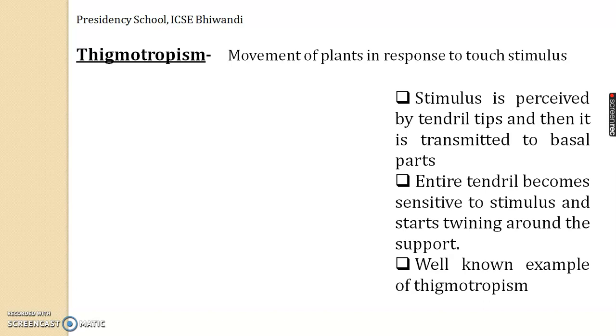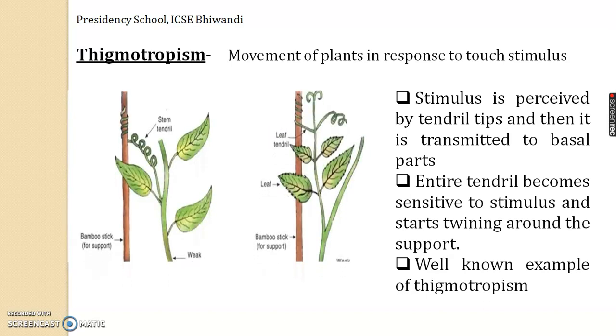Next, we'll learn about chemotropism. That is the movement of the plants in response to the touch stimulus. The stimulus is received by the tendril tips, and it is transmitted to the basal parts. Now the entire tendril becomes sensitive and they start spinning around the support. This tendril is the well-known example of thigmotropism. Understand that it is a response to touch.